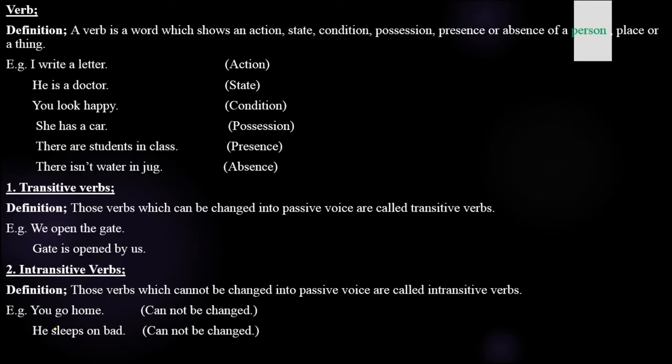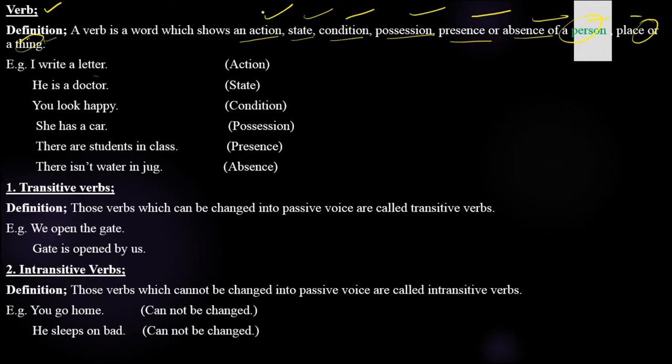We have got the next topic about passive voice, and that is very important to be understood. We have already discussed verbs and will discuss them further, but for learning the passive, we need to understand what a verb is. See, the definition: a verb is a word which shows an action, state, condition, possession, presence, or absence of a person, place, or a thing.